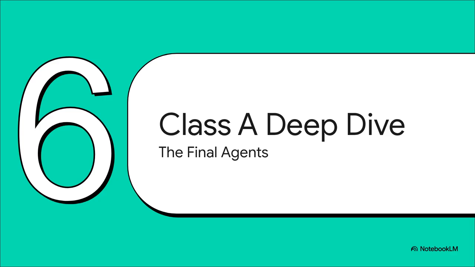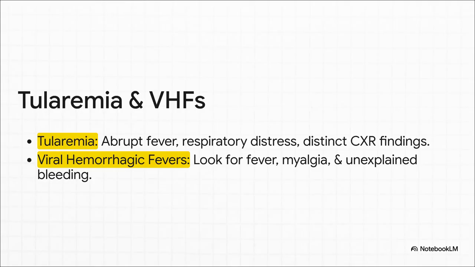To round out our tour of the Class A agents, we have two final groups to cover: tularemia and the viral hemorrhagic fevers. Tularemia can look a whole lot like a really bad case of pneumonia, with high fever and respiratory failure. The chest X-ray findings of infiltrates plus swollen hilar lymph nodes can be a big tip-off. For the viral hemorrhagic fevers, things like Ebola, you're looking for what starts as a nonspecific viral syndrome that then progresses to shock, and, this is crucial, signs of unexplained bleeding or bruising.